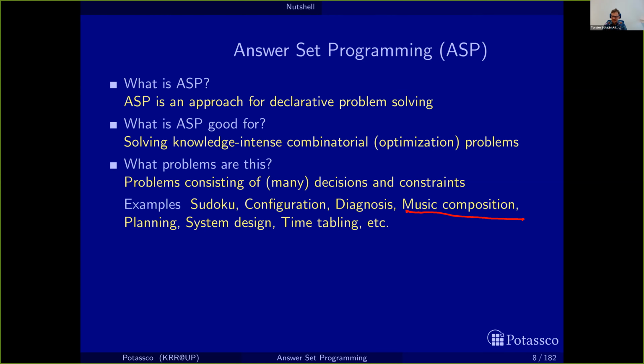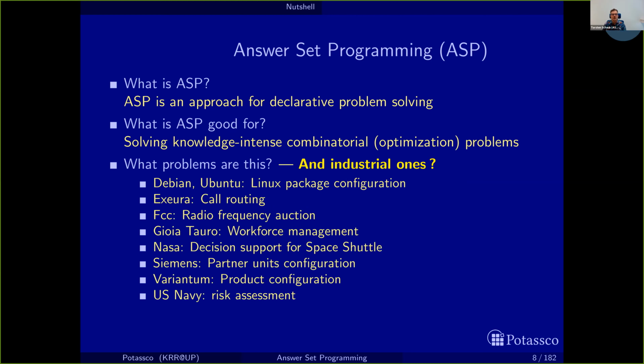Now you may say, oh, are these guys just toying around? Well, actually, meanwhile, there are also quite some industrial applications, and here's just a selection of them. Those of you who run Linux may actually configure their system with our systems, at least in Debian and Ubuntu. The first really prominent application, I don't think ASP has a real killer application, just lots of applications meanwhile, was done by NASA, actually by Michael Gelfond's group at Texas Tech, which was used for decision support for the space shuttle.